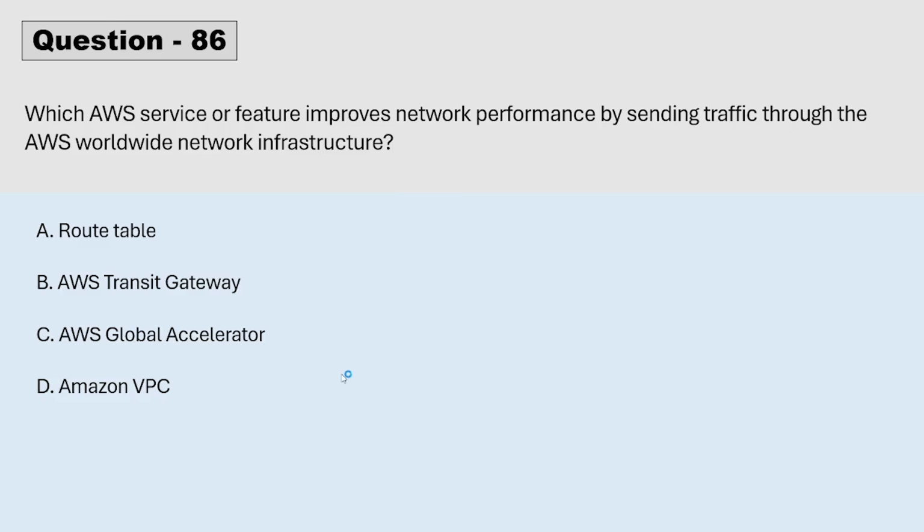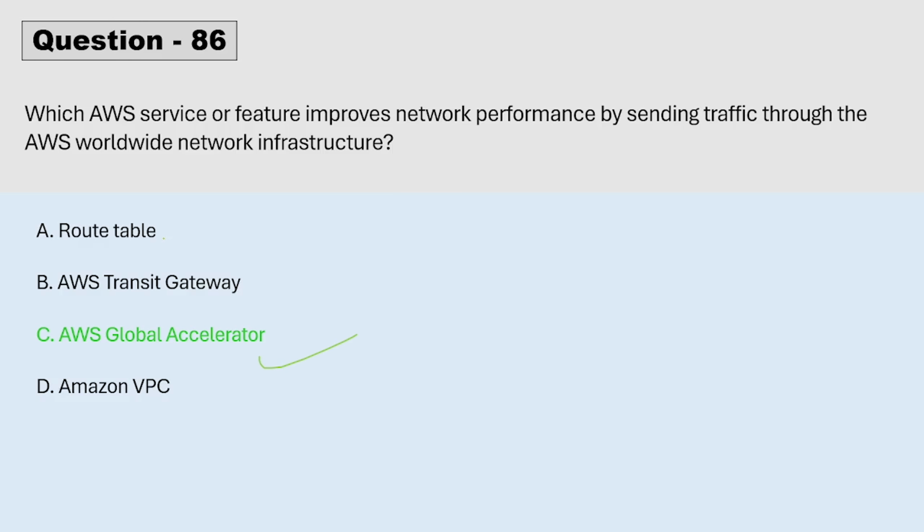Okay, let me reveal the correct answer. The correct answer here will be option C, that is AWS Global Accelerator. Because this is a service that uses the global network to optimize the routing of traffic to the application. It improves the availability and performance of the application by utilizing anycast IP addresses. It specifically improves network performance globally. So this is the correct answer here.